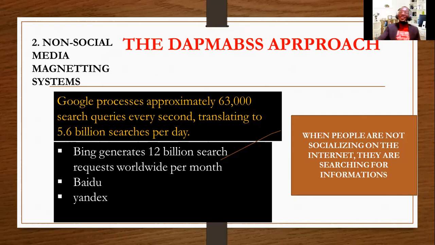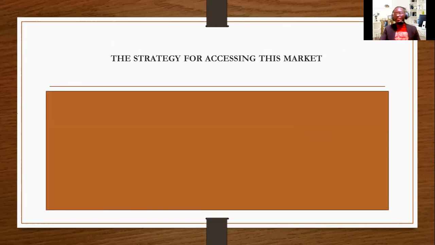So our strategy to accessing this particular market, which is also huge, because if you are taking just the social media component without taking the non-social media component, what you are doing is losing a huge market of people that are looking for you. Let me show you that. Our strategy is simple. In accessing this market, we just make sure you are searchable. Be searchable. That's all. You position yourself in that place and they come to search for you.